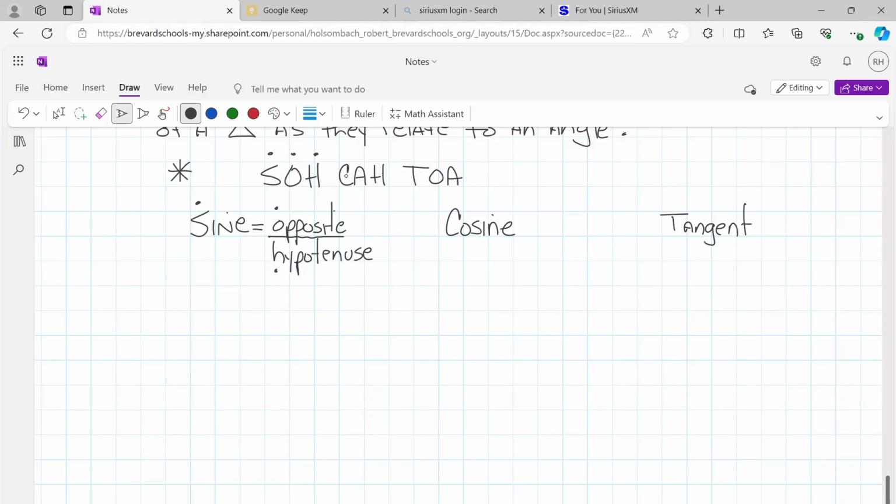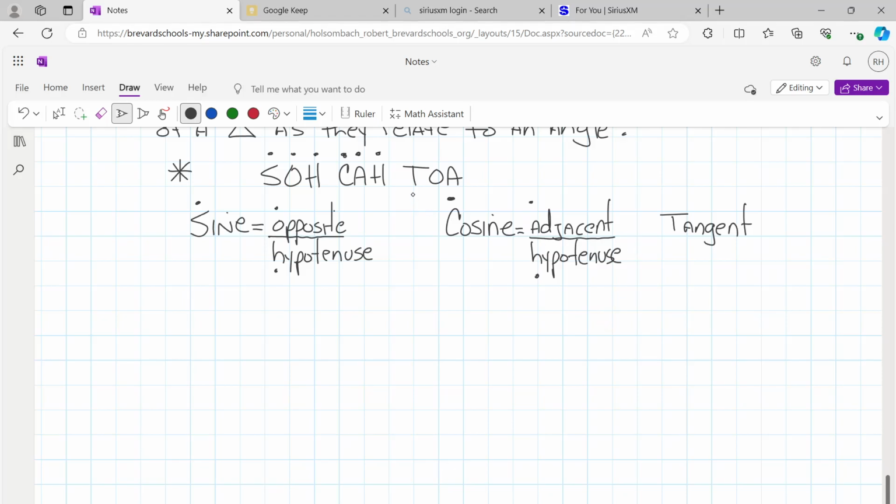In the middle of this acronym, the SOHCAH, C-A-H, the C corresponds to cosine. Cosine of an angle is equal to the adjacent side over the hypotenuse. All right, so cosine equals adjacent over hypotenuse.